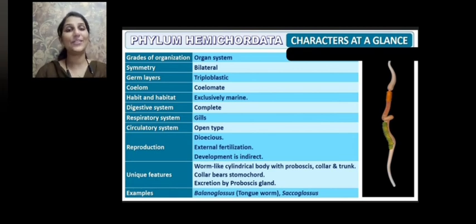So dear children, in this module we finished with phylum Echinodermata and phylum Hemichordata, and thus we have come to the end of the non-chordates. So in the next session we will be beginning with phylum Chordata. Thank you.